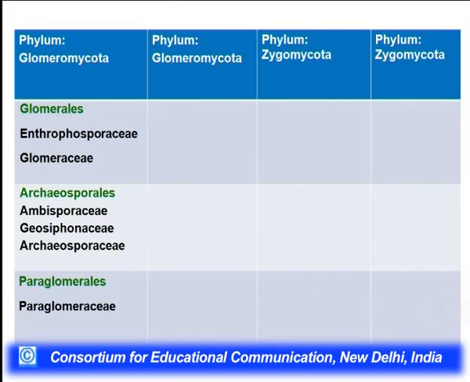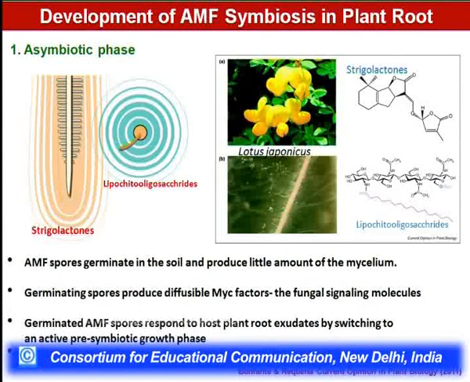So, in this way, the classification which was given by Oehl and Goto comprises several families and five orders. Now, let me discuss how the development of arbuscular mycorrhizal fungi takes place in the plant root. Researchers have defined three different phases for the overall development of arbuscular mycorrhizal symbiosis in the plant root. One is the asymbiotic phase, another is the presymbiotic phase, and the third is the symbiotic phase. So, in these three phases, arbuscular mycorrhizal fungi colonize the plant root.